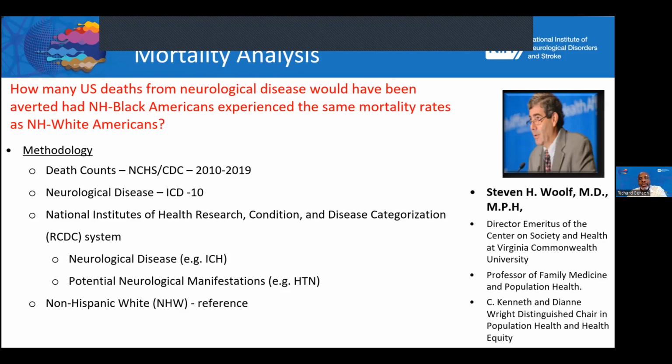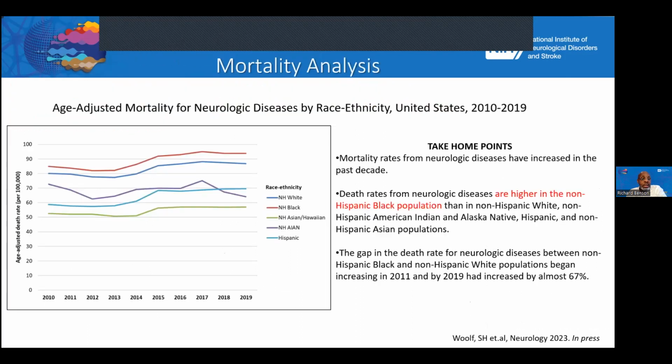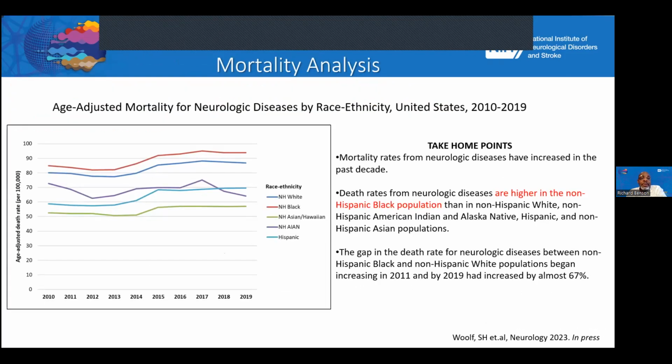And we put these together. We debated on this, but we used non-Hispanic white as the reference. But I'll mention one of the interesting findings that we found. When you look through this time period, in terms of the take-home points, the mortality rates from neurological diseases have started to increase during this decade, and not just related to the pandemic. The death rates from neurological diseases are higher for non-Hispanic Black Americans compared to the non-Hispanic white population.